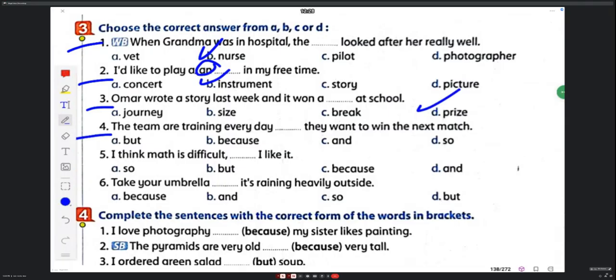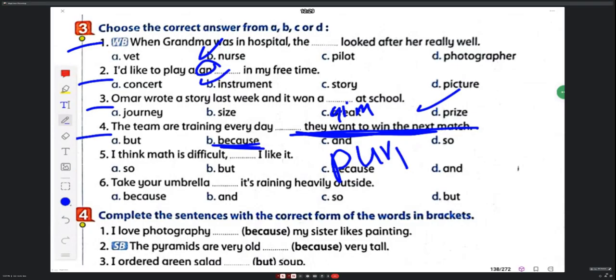The team are training every day because they want to win. Because can be followed by want, hope, wish, and here this is not a reason. This is a purpose. Because is followed by want, hope, aim, desire, and so on. So the team is training every day because they want to win.